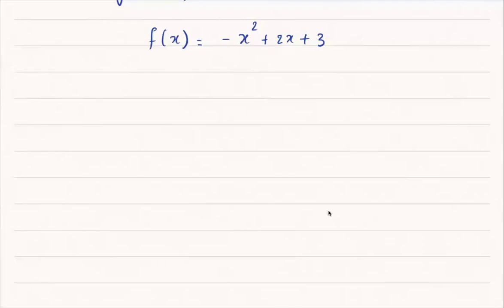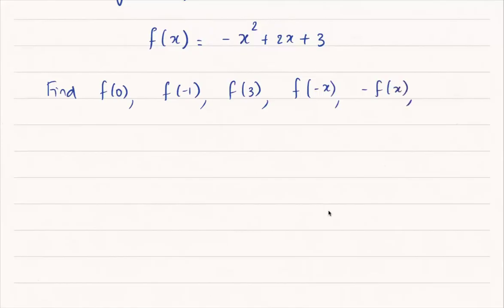Now, if the question asks you, find the values of f of 0, f of -1, f of 3, f of negative x, negative f of x, and then let's say it says f of a plus 1, and then it says f of x plus h. So the question is asking you, if this function model receives 0 as its input, what will be the output that this function is going to give?